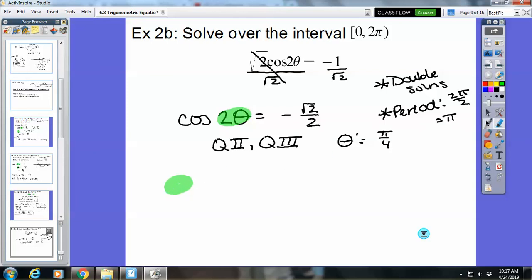So, since this was a 2 theta, down here I have 2 theta equals pi over 4 in quadrant 2 is 3 pi over 4. Pi over 4 in quadrant 3. In quadrant 3, the numerator's 1 higher, so 5 pi over 4. Now what do we do? Divide by 2. It's like multiplying by a half, so we get 3 pi over 8 and 5 pi over 8.